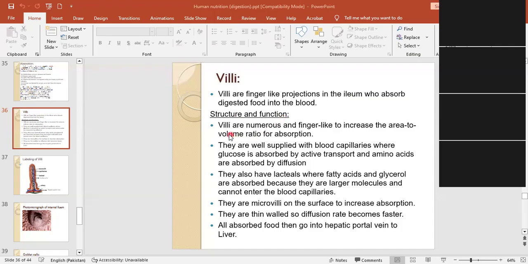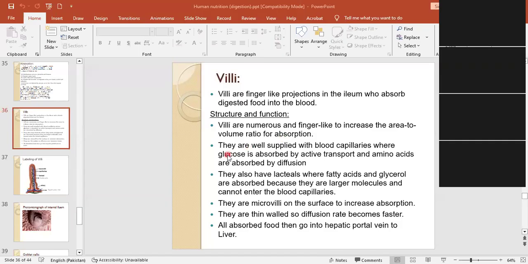Number one, villi are numerous and finger-like. Numerous means many, and finger-like. Why? What is the reason? To increase the surface area to volume ratio for absorption. Right? The more the villi, the quicker the absorption.